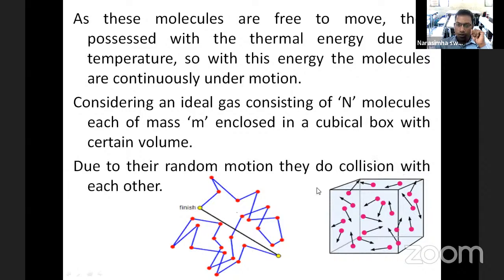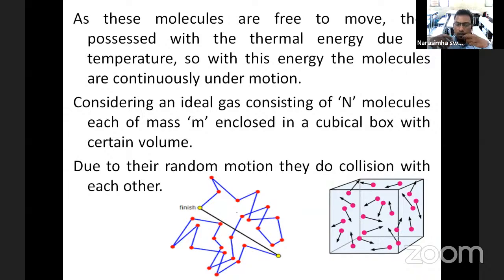Now, the gas molecules are free to move, and they possess thermal energy due to temperature. With this energy, the molecules are continuously in motion. So who is giving energy to these particles to move in random directions? It is because of the temperature. I'm repeating, these molecules are free to move and they possess thermal energy, called temperature, and this is the reason why the molecules are continuously in motion.